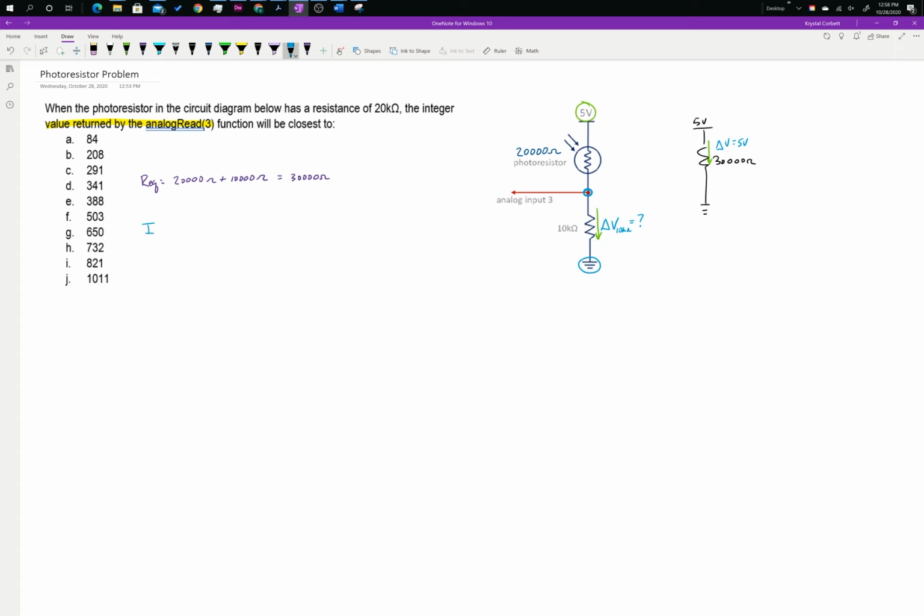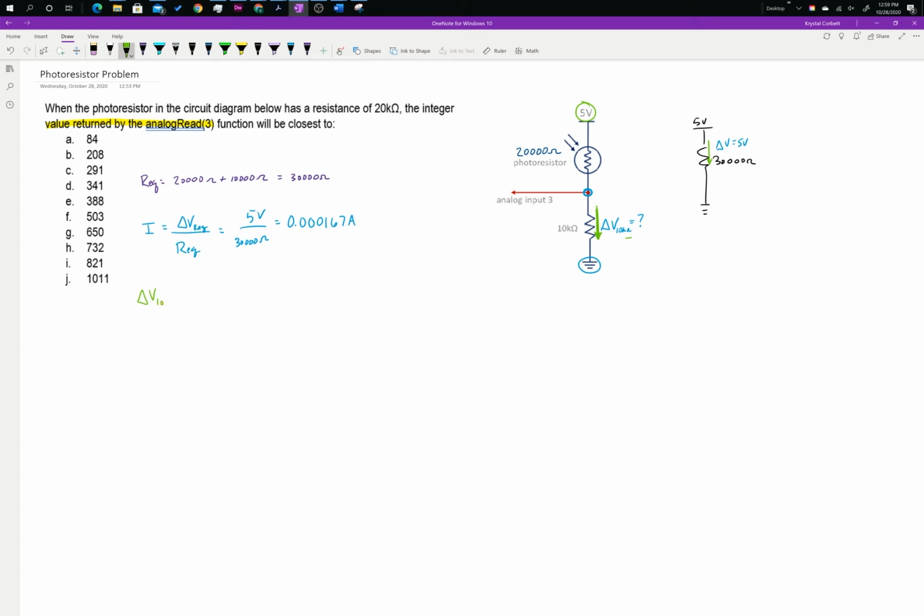So utilizing Ohm's law, we can say current is equal to the voltage drop across the equivalent resistance divided by that equivalent resistance. That voltage drop is 5 volts and the equivalent resistance is 30,000 ohms. That gives us a current of 0.000167 amps. Now that we know the current that passes through the 10 kilo ohm resistor, we can find the voltage drop across that 10 kilo ohm resistor.